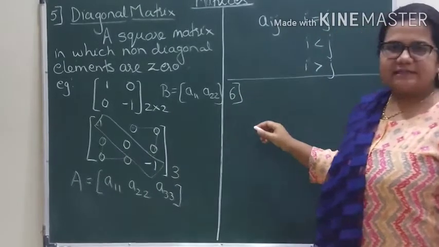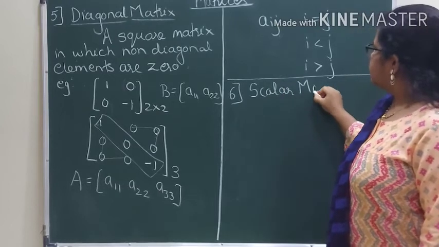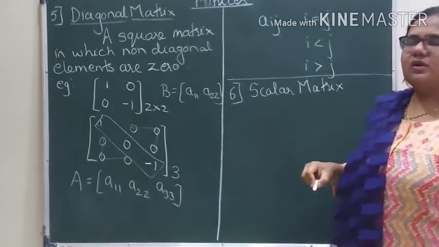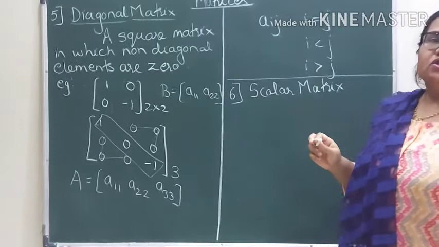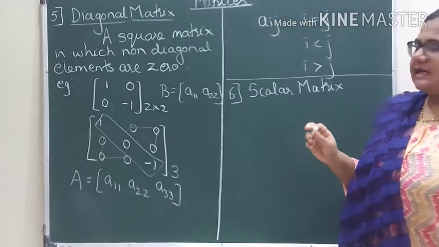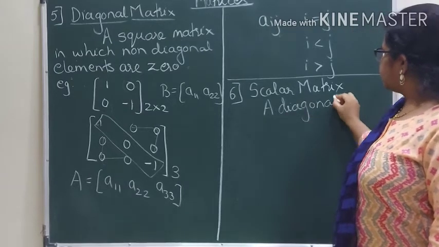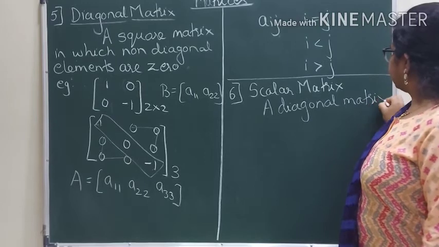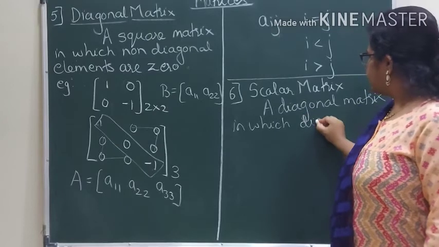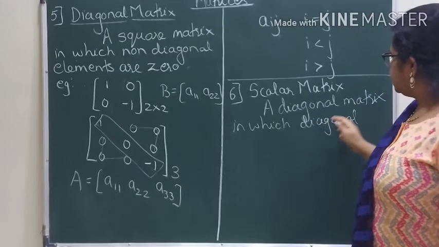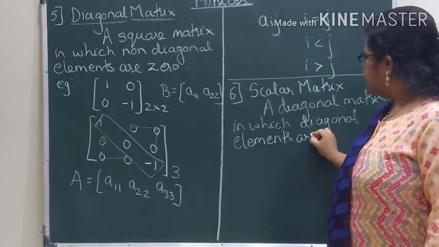Now let us take the next type of matrix, that is the scalar matrix. Now what is a scalar matrix? It is a diagonal matrix in which diagonal elements are same.